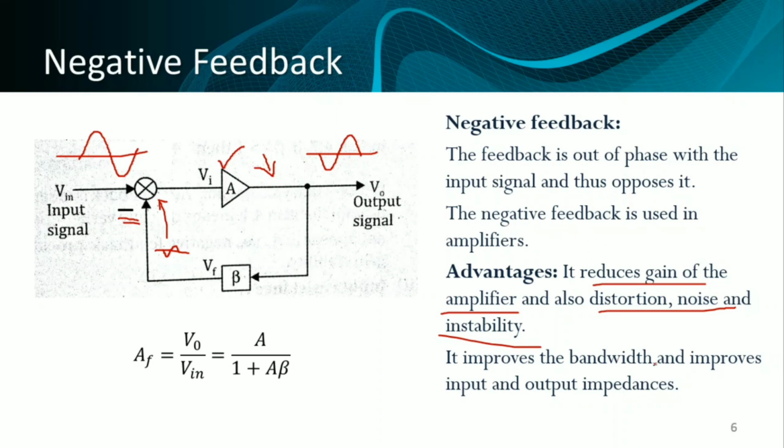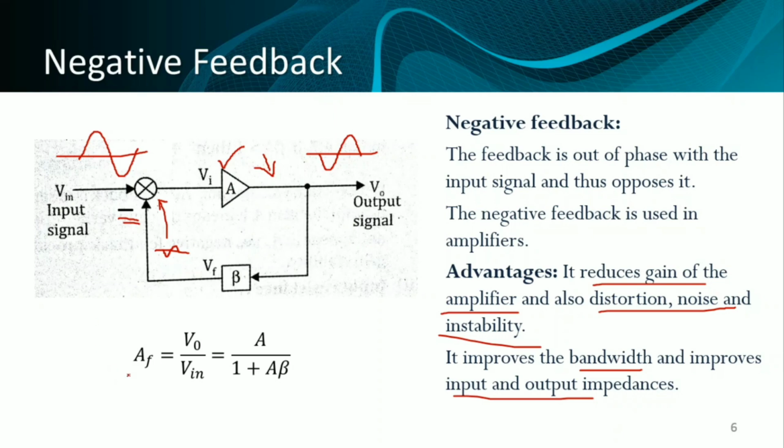So it improves the bandwidth. We also get the bandwidth increased, and it improves the impedances, like input and output impedance. Sorry, not increased, it improves. How does it improve? It depends on the topology we take, on the circuit I am designing. Accordingly, the input impedance and the output impedance improve. If you want to make it higher, it will work according to the topology.